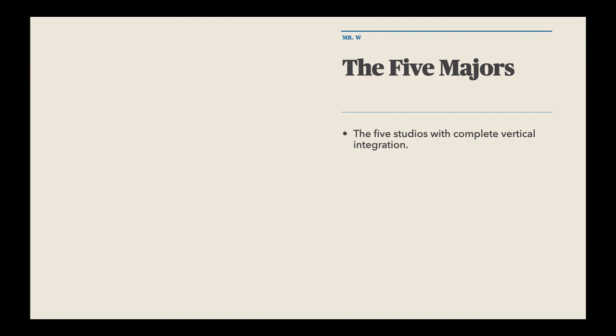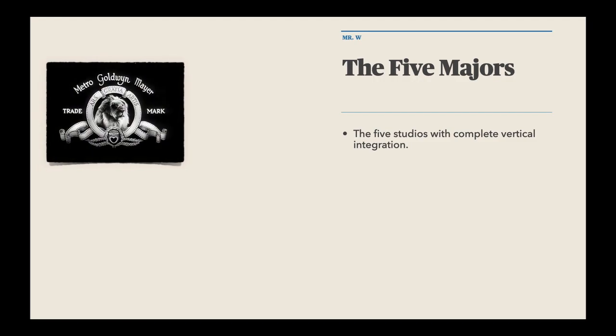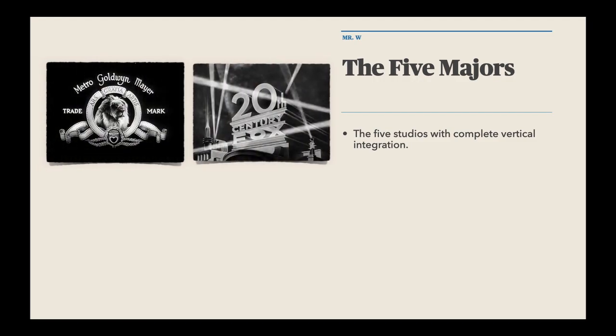So, who are the 5 major studios? You've probably heard of a few of these. These are the 5 studios during the 1920s that had complete vertical integration. That meant that they had production, distribution, and exhibition all sewn up. Who are they? MGM, you've probably seen them. They've got the lion. 20th Century Fox, they have the trumpets blaring.